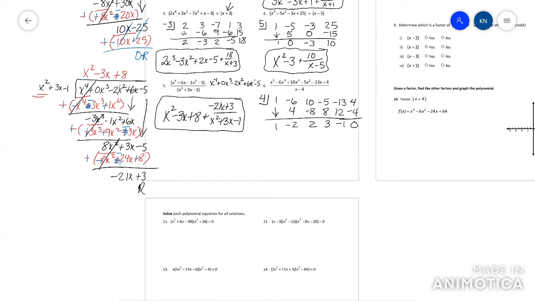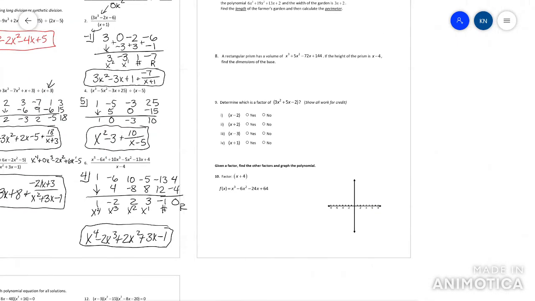And generally on these, if you get 0 remainder, that's a very good thing. So remember, it went remainder, then number, then x^1, x^2, x^3, x^4. So this answer is x^4 minus 2x^3 plus 2x^2 plus 3x minus 1 with no remainder.